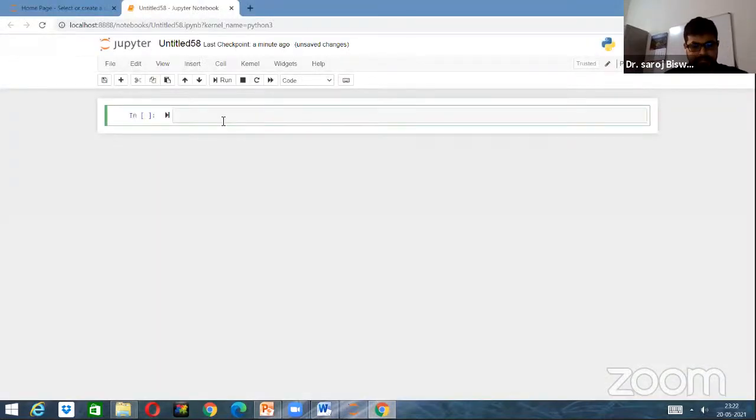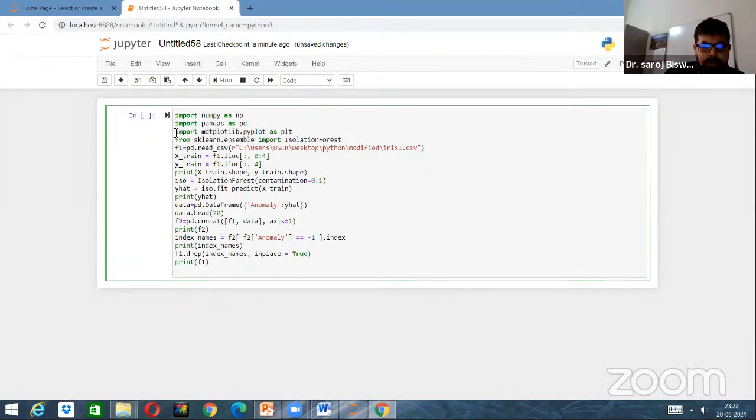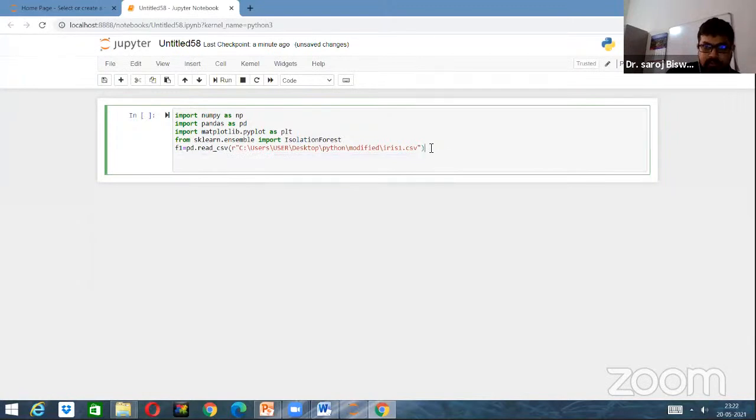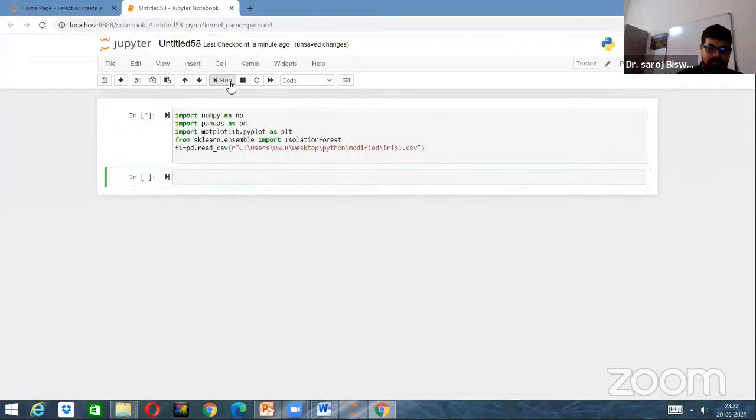Here, this C1 is not going to be used, because the functions under this module are not used here. Up to here you know very well, so up to here you are well versed till now. What I'm doing here is importing the iris1 CSV file into a variable, f1, and running this. So this is f1.